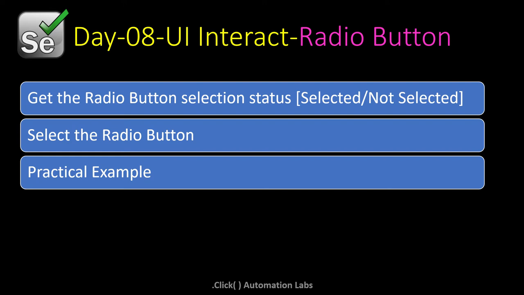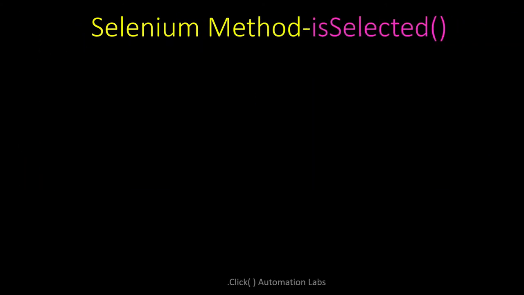We'll learn what the Selenium WebDriver method is to get its status, and we will look at how to select the radio buttons. We'll see one example of how to write the code using Selenium. So the first is the isSelected method.